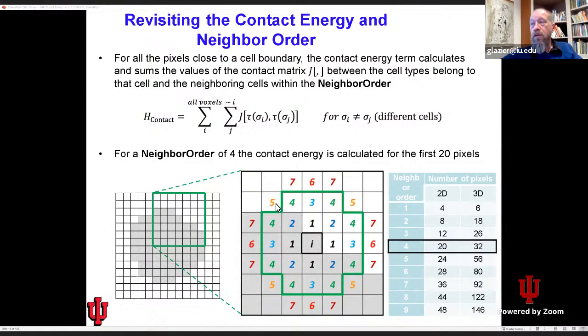If I go to fifth neighbor, it adds 1, 2, 2 more. Sixth, 2, 7, 1, 2, 3, 4. And so how many I add will depend on the shape of the cells in a sometimes non-obvious way. Each one of those gets multiplied by whatever the J is between gray and white.